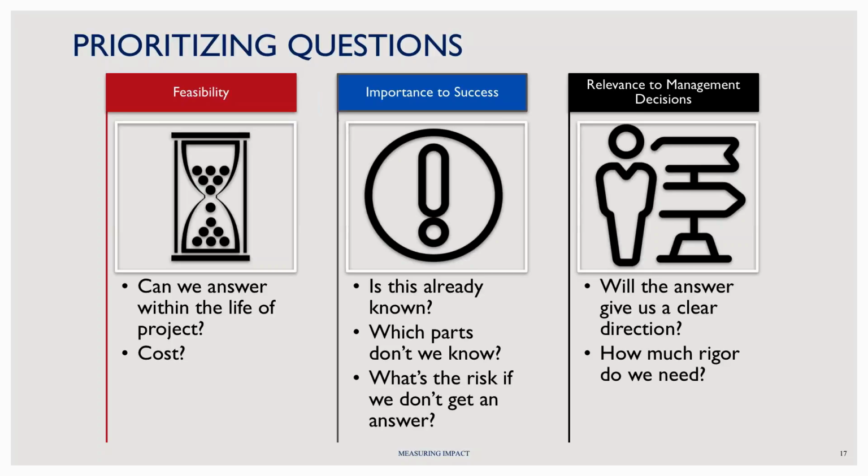And then lastly, relevance to decision making. I think this is really important. We really want to have a learning agenda that has questions that are going to give clear direction to those managing the project or those who might follow in your footsteps or those who might try and take this to scale. And then we can start thinking about how much rigor is needed for these learning questions here.